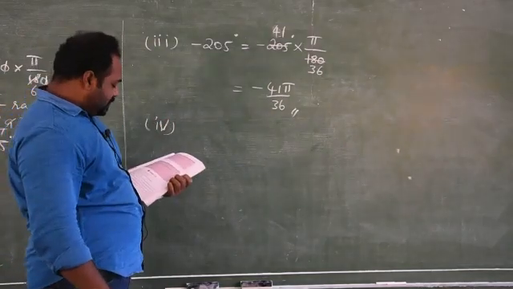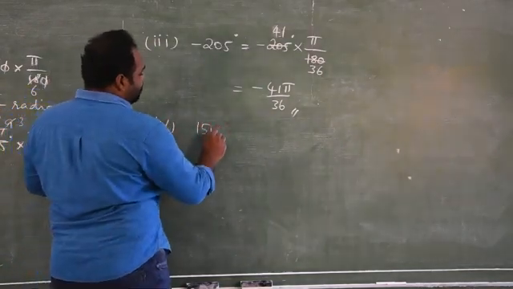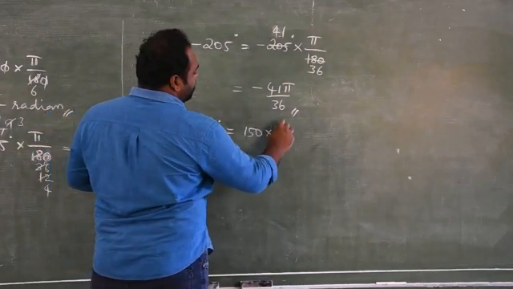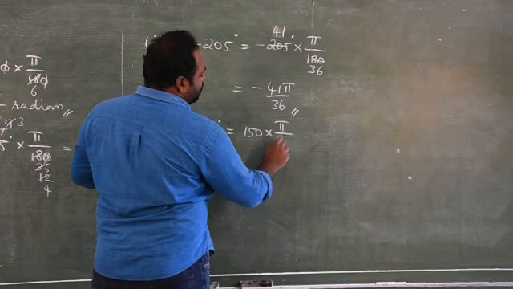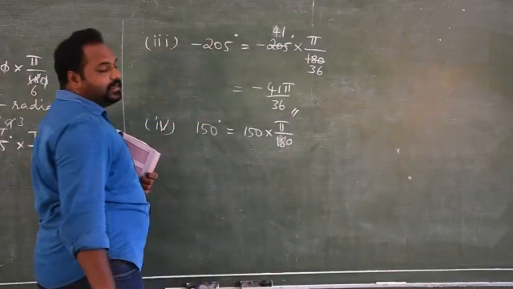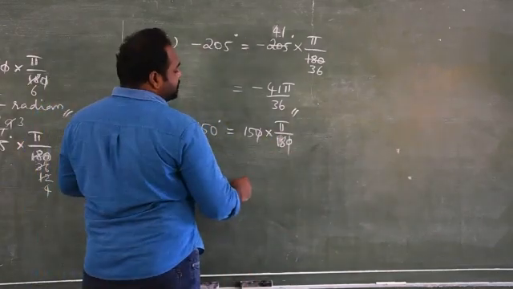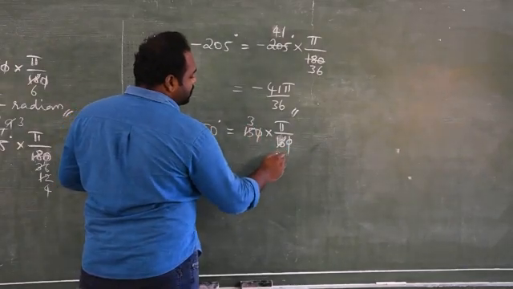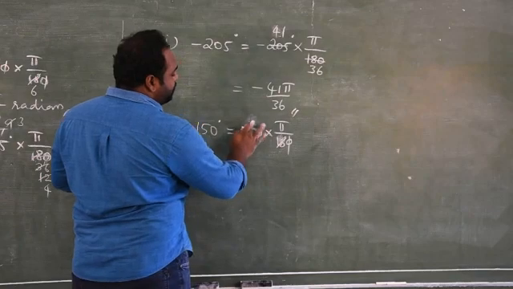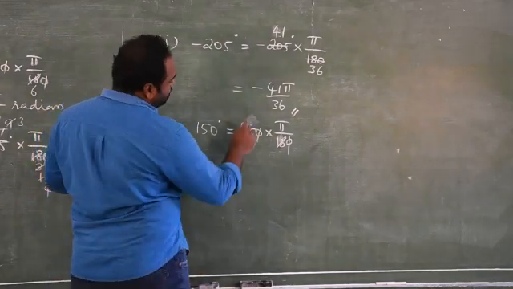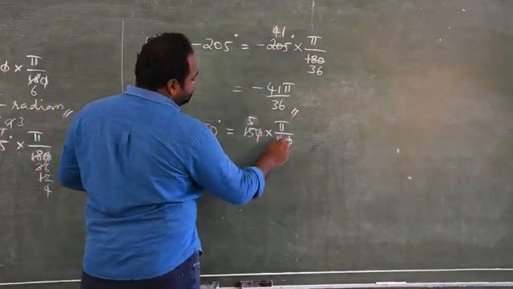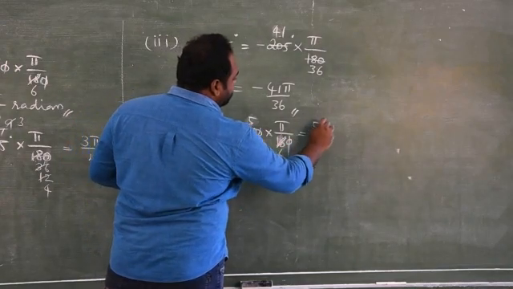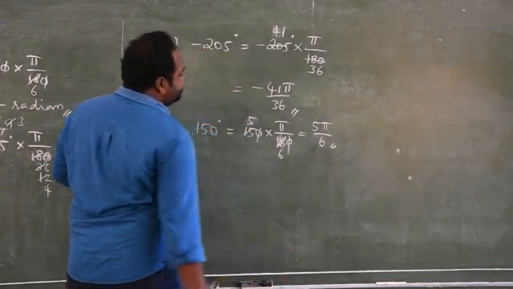Next, the fourth one, 150 degree. So 150 degree into pi by 180. Here we have a cancellation, 0, 0, then 3 times 5. Sorry, we can go for the 3 table, 5 times here 6 times. So this is 5 pi by 6.